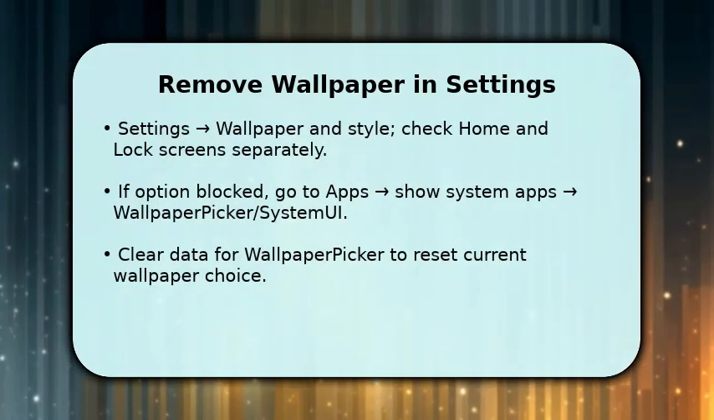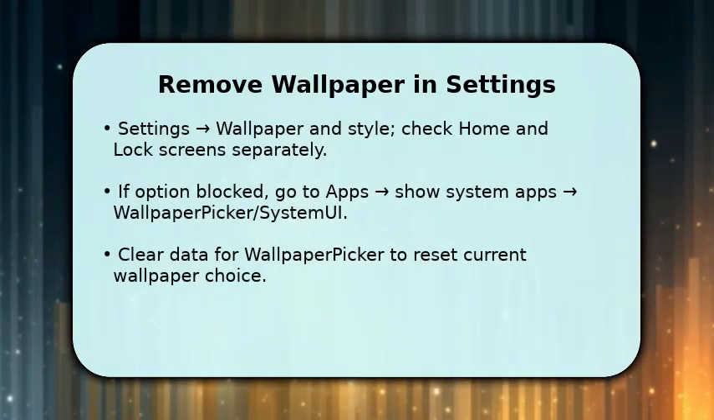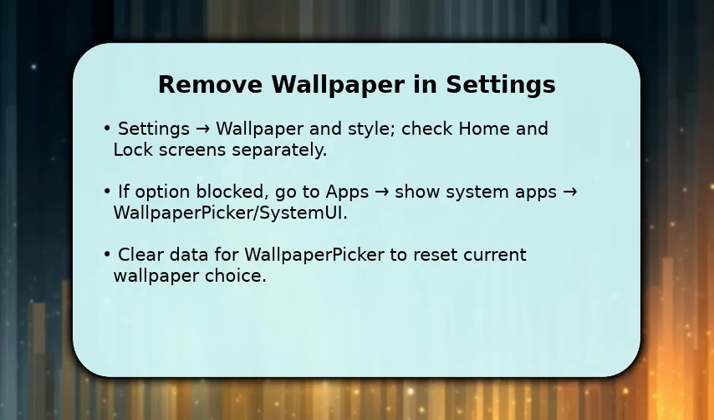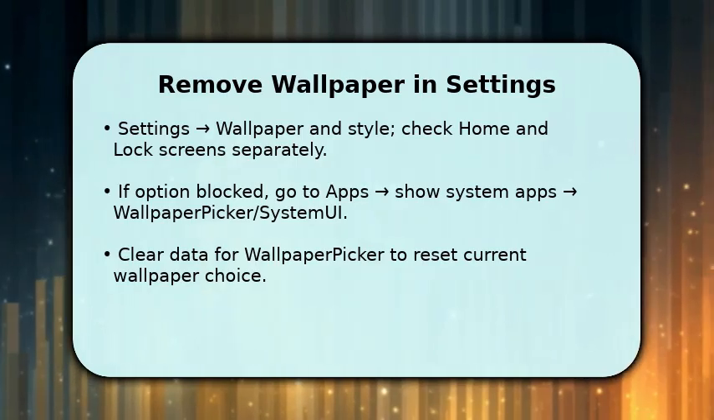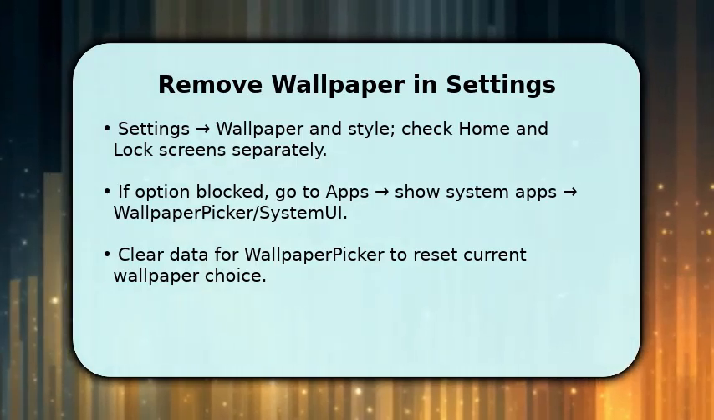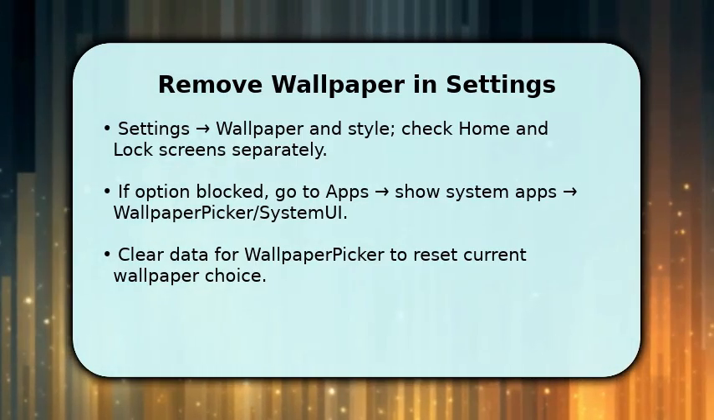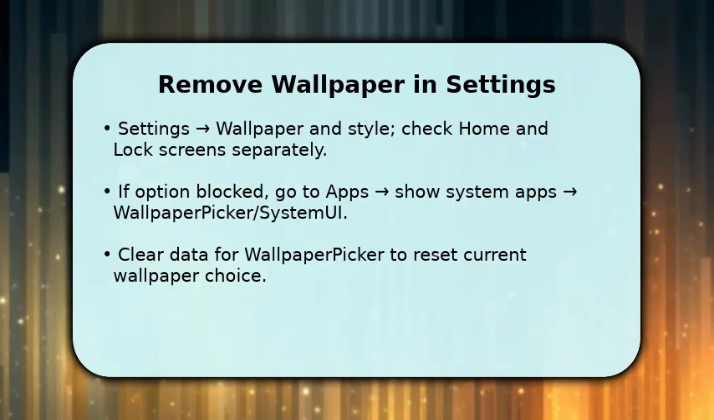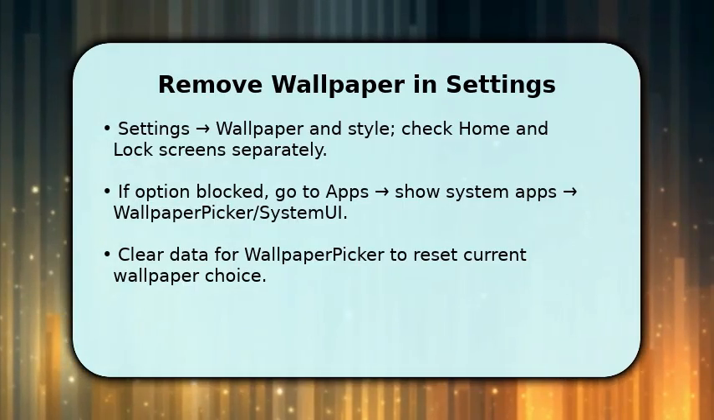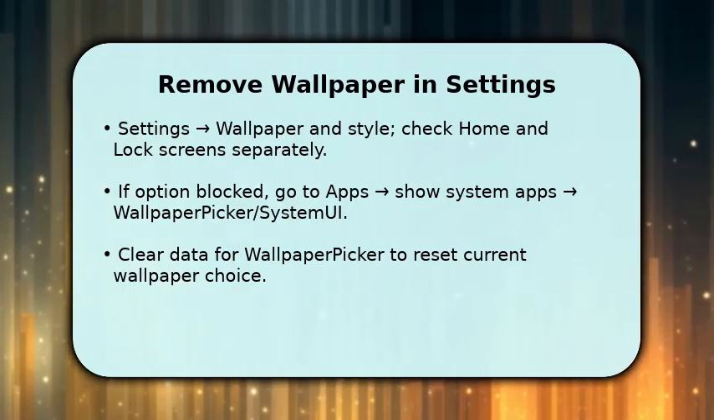You now go to Settings > Wallpaper and Style and check both Home and Lock screens. Tap the current image and choose Remove or Default. If the option is blocked by policy, navigate to Settings > Apps > tap the three dots > Show System Apps, then find Wallpaper Picker or System UI.